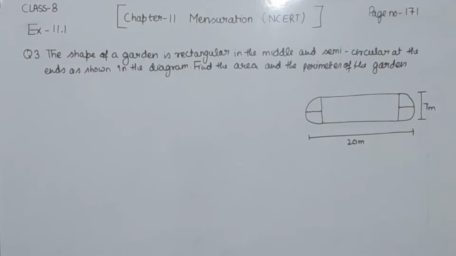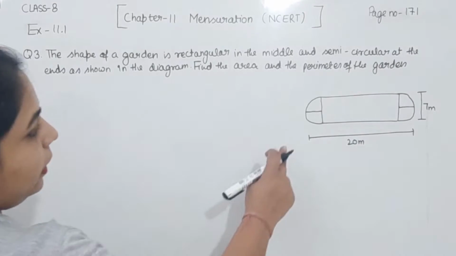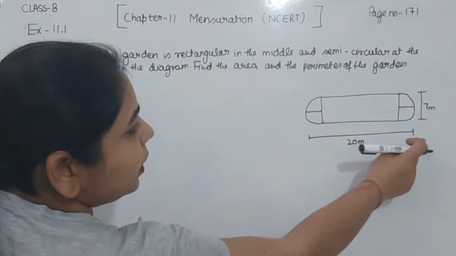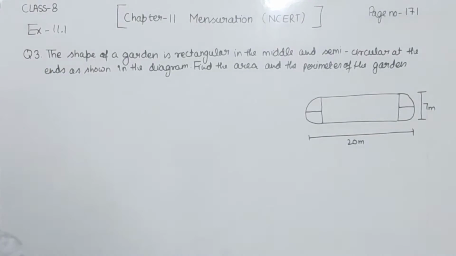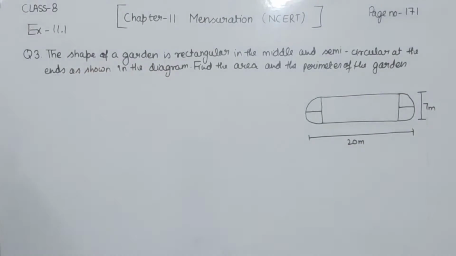The garden is rectangular in the middle and semicircular at the end, as shown in the diagram. Find the area and the perimeter of the garden. So we have to find the area and the perimeter of the garden. Now the length of this garden from here to here is 20 meter, and the diameter of this semicircle is 7 meter. Now we have to find the radius.